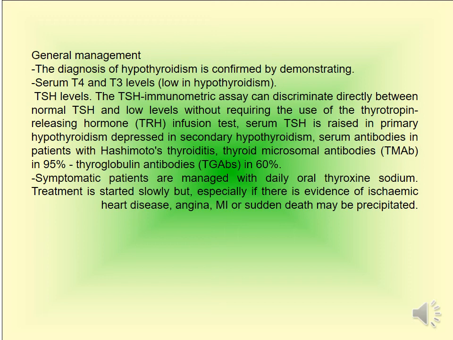thyroglobulin antibodies in 60%. Symptomatic patients are managed with daily oral thyroxine sodium. Treatment is started slowly, especially if there is evidence of ischemic heart disease, because angina, myocardial infarction, or sudden death may be precipitated.